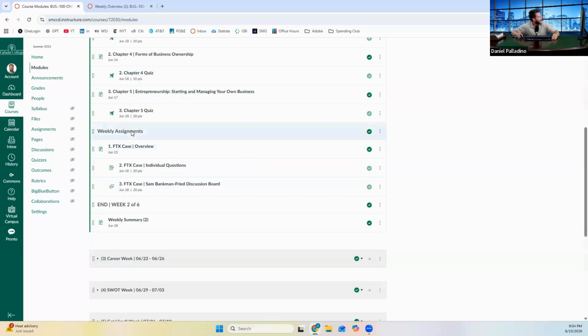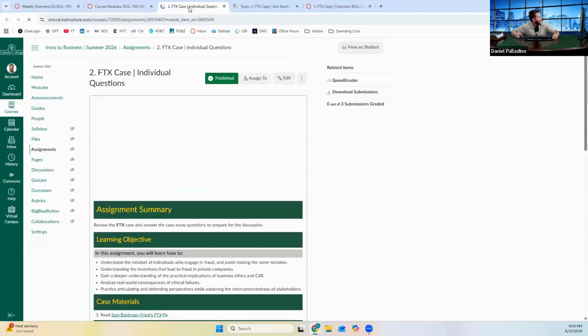And then our weekly assignment is going to be the FTX case. This is bigger than the quick cases that we had last week, or that we'll have sprinkled throughout the weeks. This is a bigger case. It's a lot more to digest here. Let's get into that, and we'll take a quick look at these three assignments.